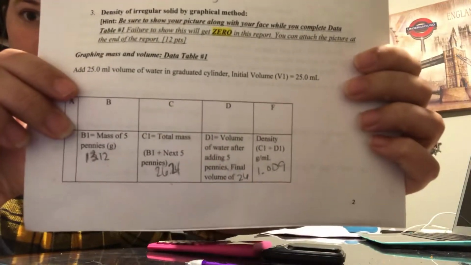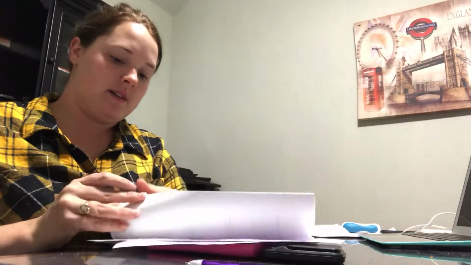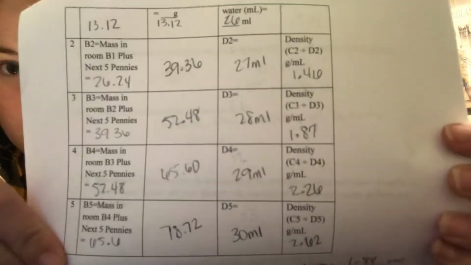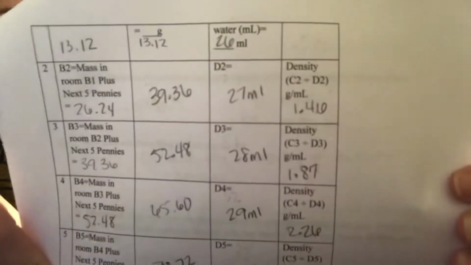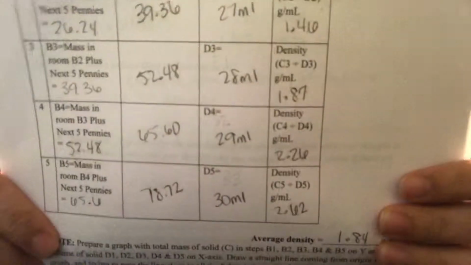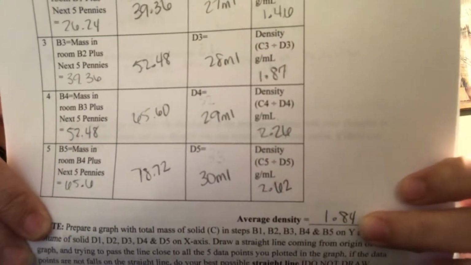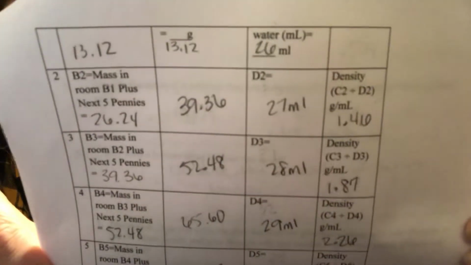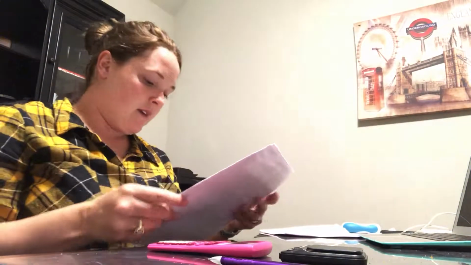Okay. And let's see, I'll just hold it up. So that would be this chart being filled out here, as well as filling out this chart here, all on the video. And given our total density here, 1.84 is the average density.